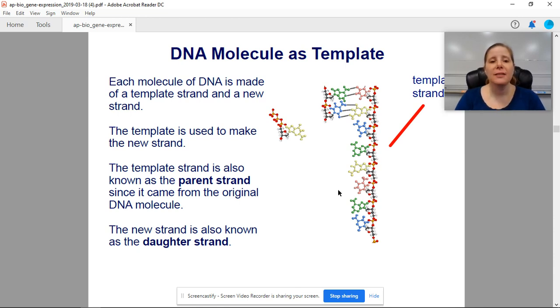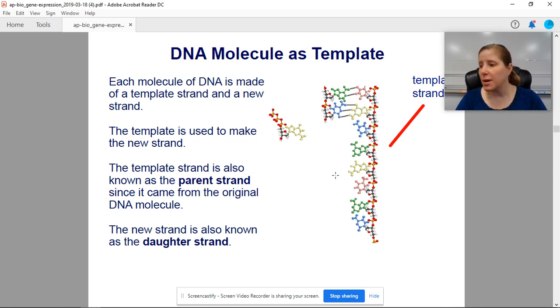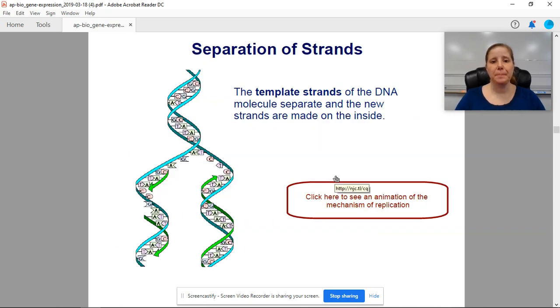So each molecule of DNA is made from a template and a new strand. What happens is the DNA molecule will unzip and you'll leave one old strand, and then a new bit will come in and make from there. So you always have an old strand and a new strand in every piece of DNA. It's called semi-conservative. It keeps some of the old copies versus some of the new copies. The template strand is the parent strand, since it came from the original, and the new strand is the daughter strand.